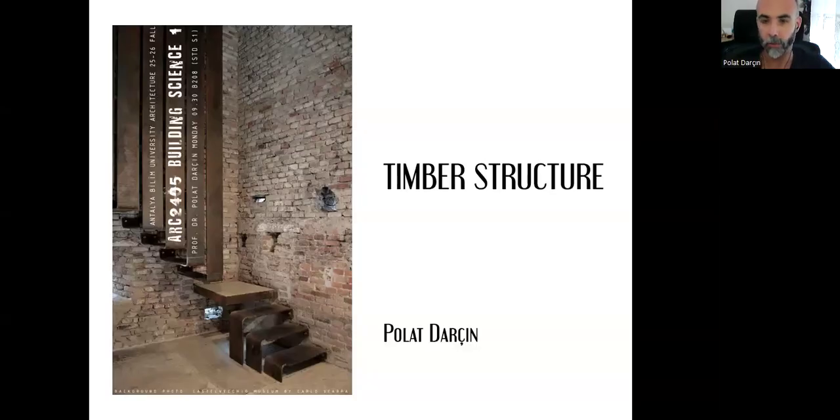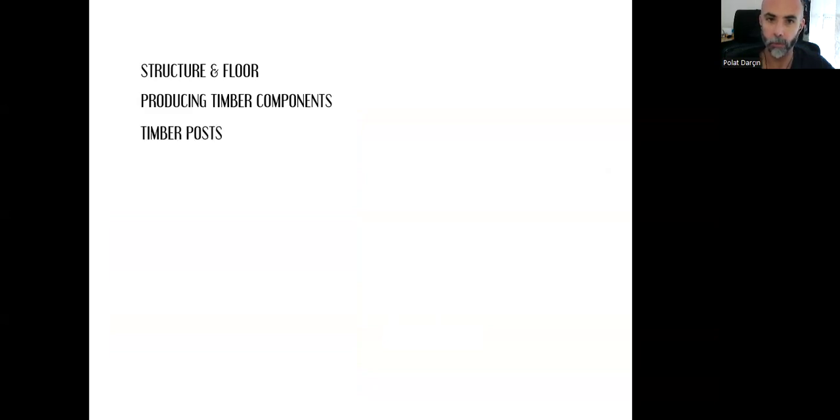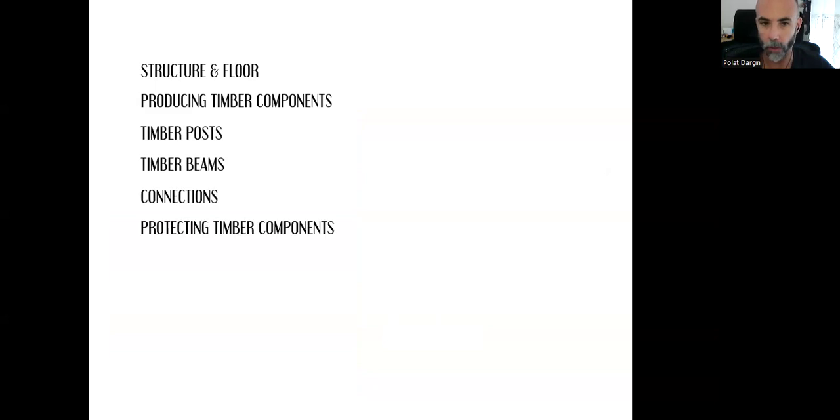So the subject of this video will be timber structure. First, we are going to review what we have learned about structure and floor systems. Then we are going to look at how we can produce timber components like posts, beams, and how we can connect them to each other. Of course, we need to learn how to protect timber components and how to create floor systems.